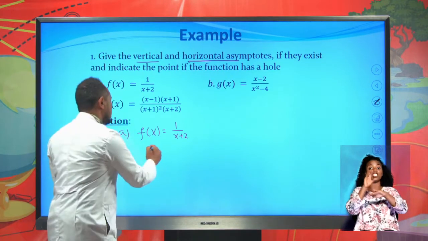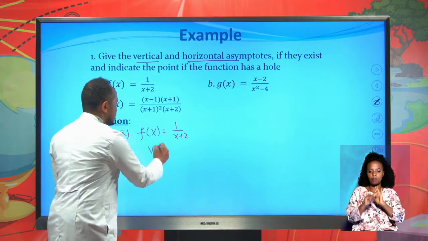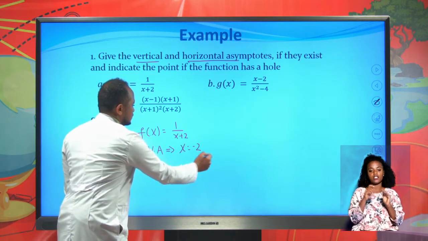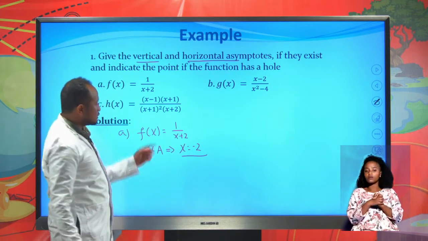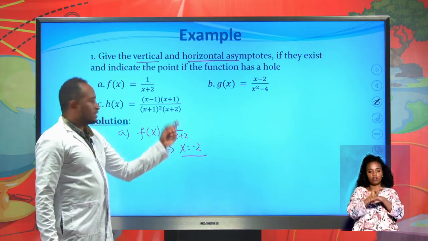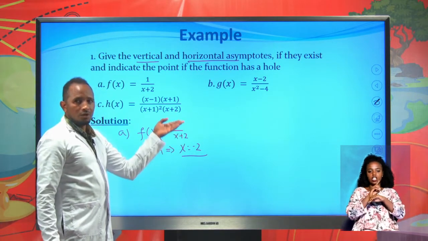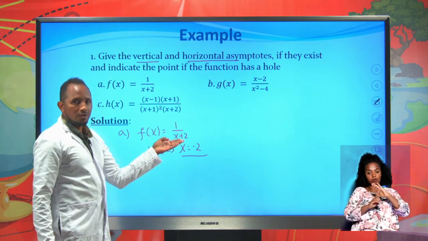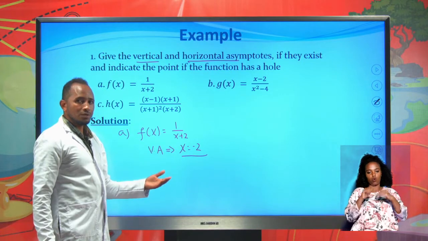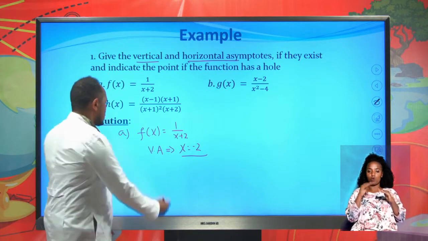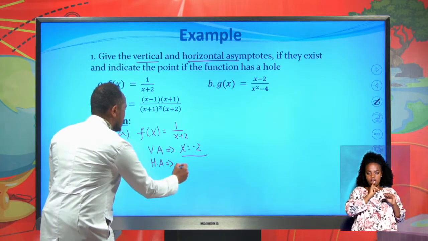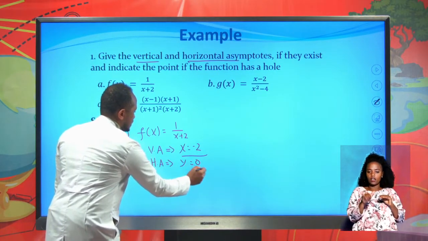So the vertical asymptote for this expression will be x is equal to negative 2. In addition to this, as you can see, the degree of the numerator is 0 and the degree of the denominator is 1. So the degree of the numerator is less than the degree of the denominator. In this case, it has a horizontal asymptote. Its horizontal asymptote is y is equal to 0. Therefore, the horizontal asymptote for this is y is equal to 0.